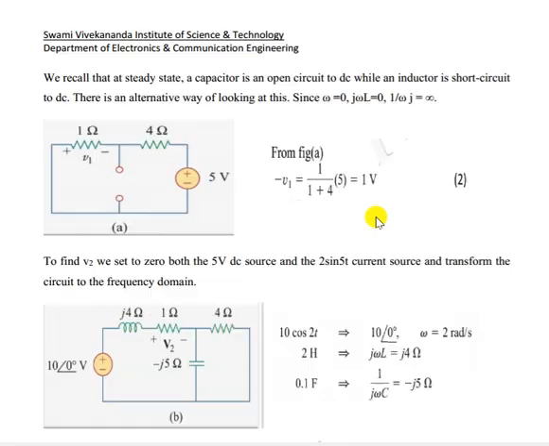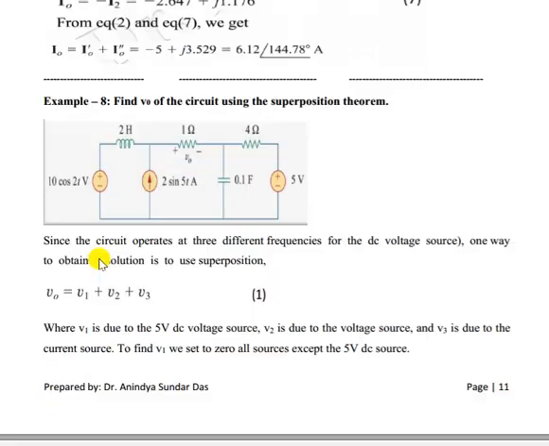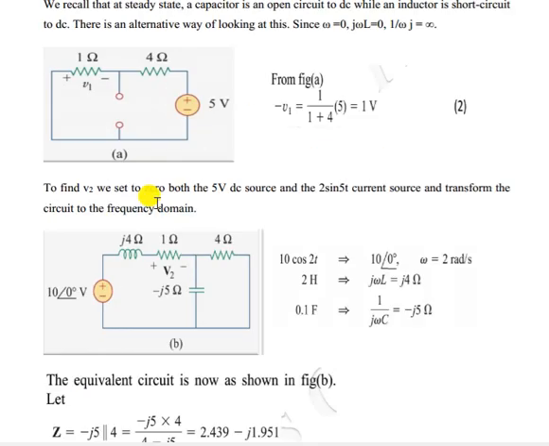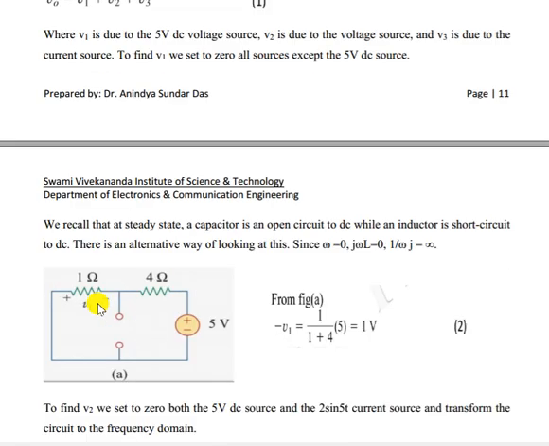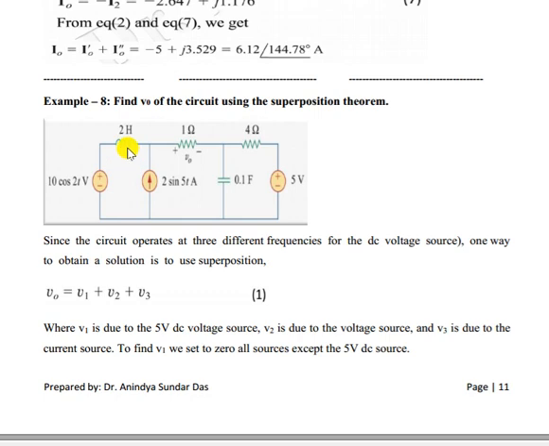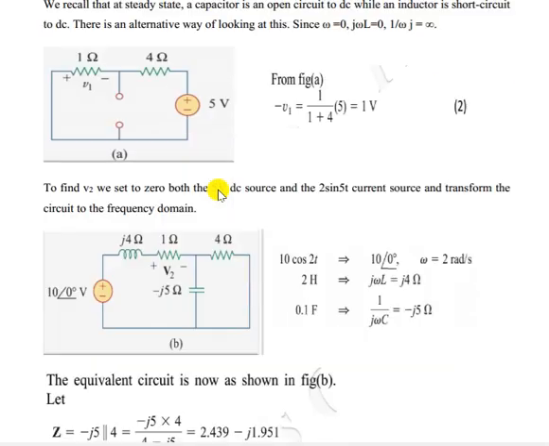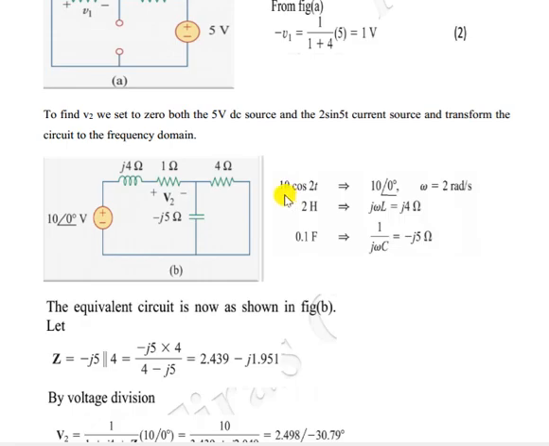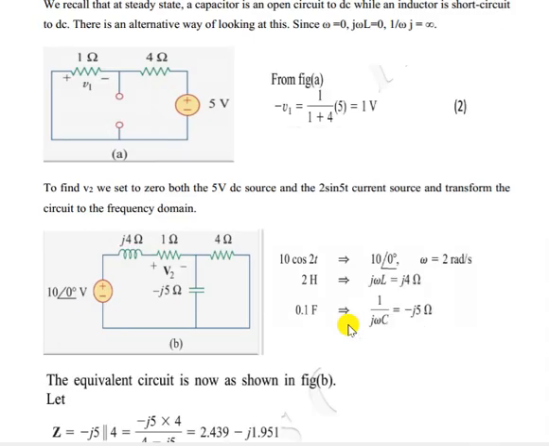Okay. So now for the second point, we are considering this voltage source. So this one is shorted, this one is open circuited. So we will get this expression here. Now we have to convert this 2 henry and the capacitor into j terms. This is 10 cos 2t, so omega equals 2 radian per second, and this is 10 at angle 0.